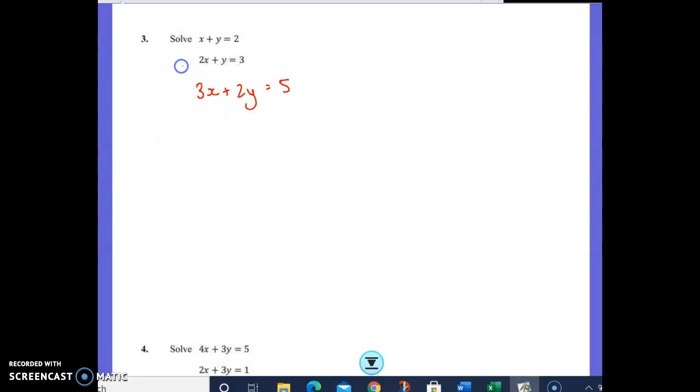But what could I do instead? What would make them cancel out? Instead of adding, we could subtract. I'm going to write these round the other way because I don't like dealing with negatives. So I've got my 2x plus y equals 3. I'm going to write underneath that one x plus y equals 2. And I'm going to subtract that way round. It doesn't matter which way you subtract, it just means I don't need to deal with negative numbers. So 2x minus x is x. y take away y is 0. That's what we're looking for. 3 take away 2 is 1. So x equals 1.